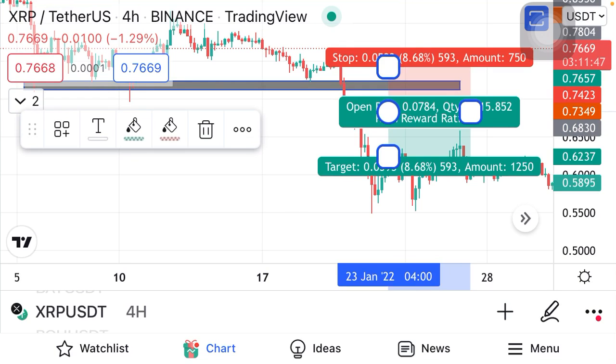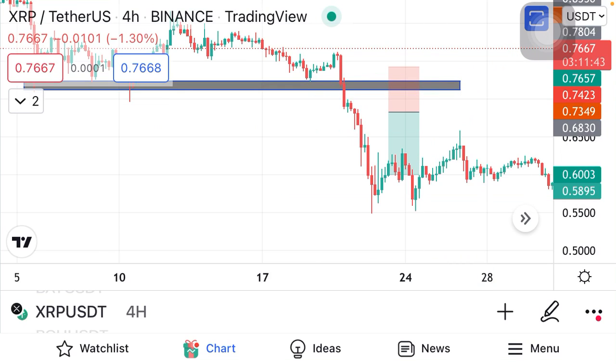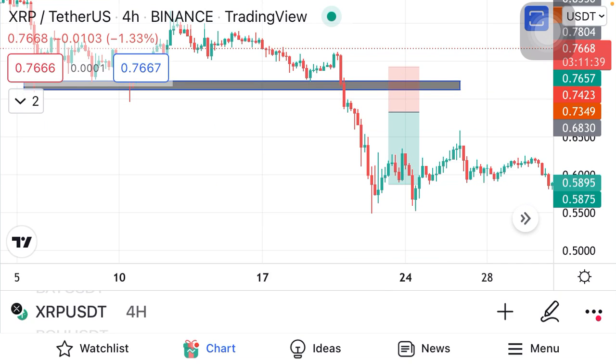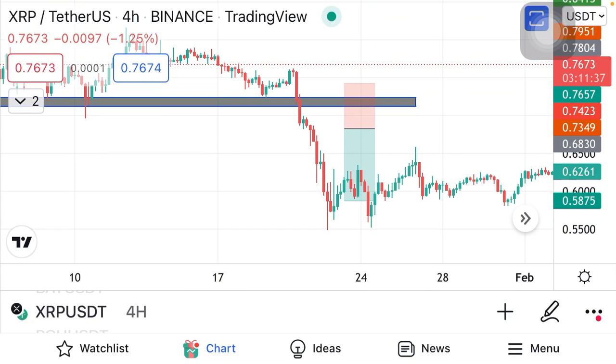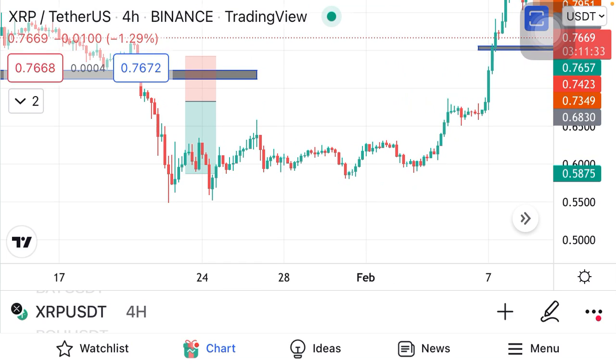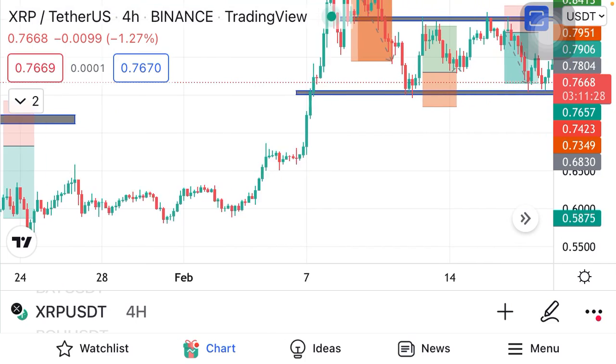But let's see, 1 is to 3.9, or let's just extend 1 to what? 6.1. So at this point we hit our take profit over here because the market is in a downtrend. But when it came down here, it consolidated for a while again and then moved to the upside.